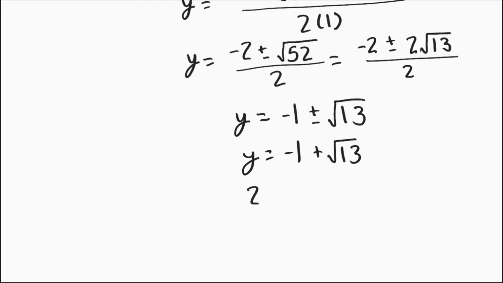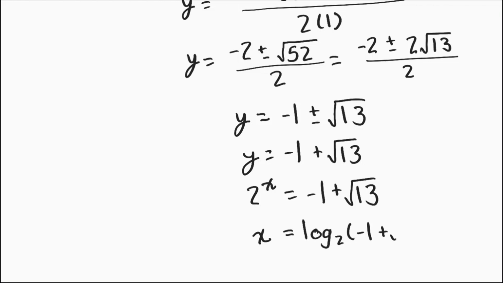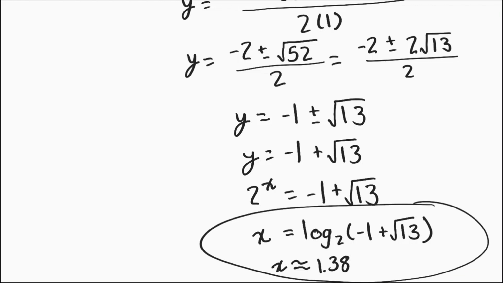Now y is 2^x, so this is just 2^x equals negative 1 plus root 13. Now to find this, we can just take the log. So x equals log of negative 1 plus root 13. And that is our exact value for x. If we put this into a calculator, we can find that x is approximately 1.38. So this is our solution for x.